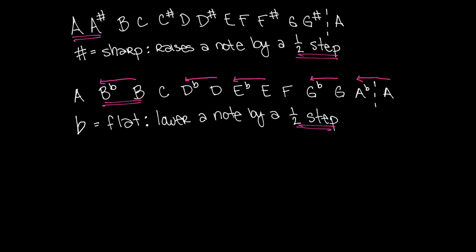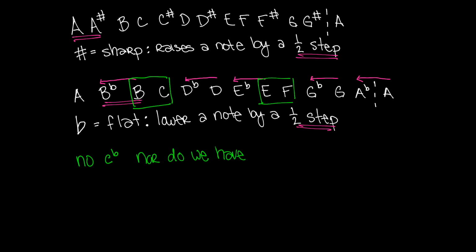Now we can look for some other interesting aspects here. Let's once again look in this same area, from this B to C and this E to F, and we should notice a few things. We should notice there is no C flat, and nor do we have F flat. So we're missing C flat and we're missing F flat. So this area right here is what's called a natural half step. So from B to C, or from E to F, it's what's called a natural half step in the scale.